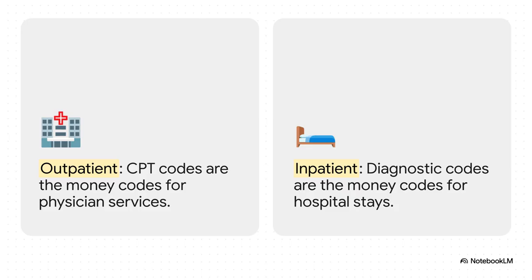But for inpatient hospital stays, that paradigm flips completely upside down. Hospitals are paid for their hospitality, literally housing, feeding, and nursing a patient back to health. This payment is calculated using a really complex formula called an MSDRG, and that formula is driven entirely by the severity of the patient's illness. So suddenly, in a hospital setting, the diagnostic codes become the money codes.